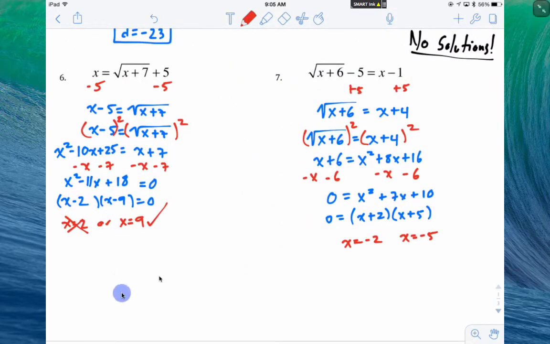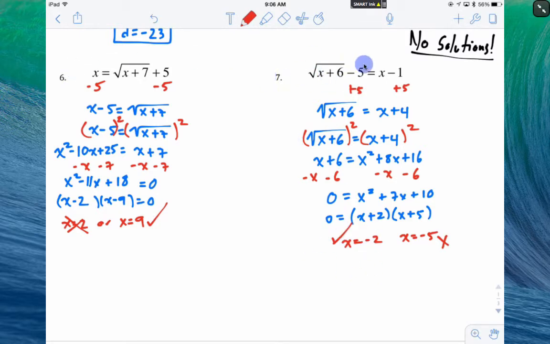Here we go. If x were equal to negative 2, negative 2 plus 6 is 4. The principal square root of 4 is positive 2. Positive 2 minus 5 is negative 3. Negative 2 minus 1 is also negative 3, so nice. x equals negative 2 is a solution to this original equation. What about negative 5? Negative 5 plus 6 is 1. The principal square root of 1 is 1. 1 minus 5 is negative 4. Let's see, negative 5 minus 1 is negative 6, so x equals negative 5 is not a solution to that original equation. This one, like number 6, happens to have only one solution.